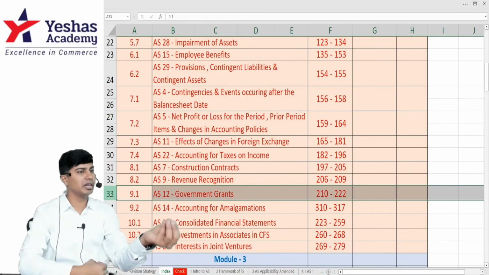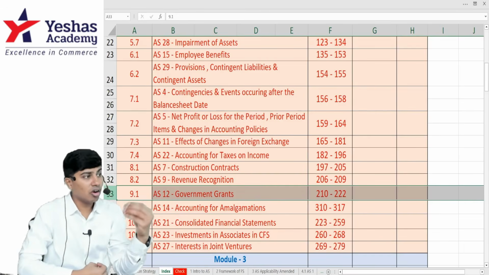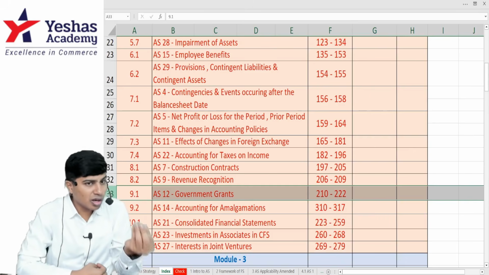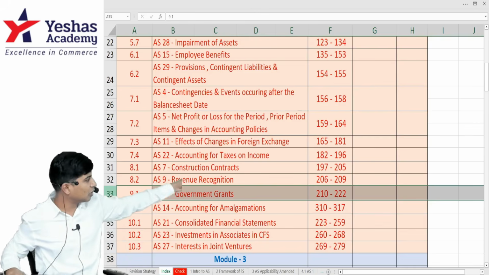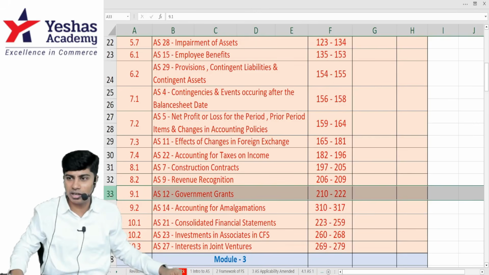Let me give you a little money as capital. When government gives money to the business, then how does the business account for that money that they receive from the government? That is what we learn in Accounting Standard 12, Government Grant.